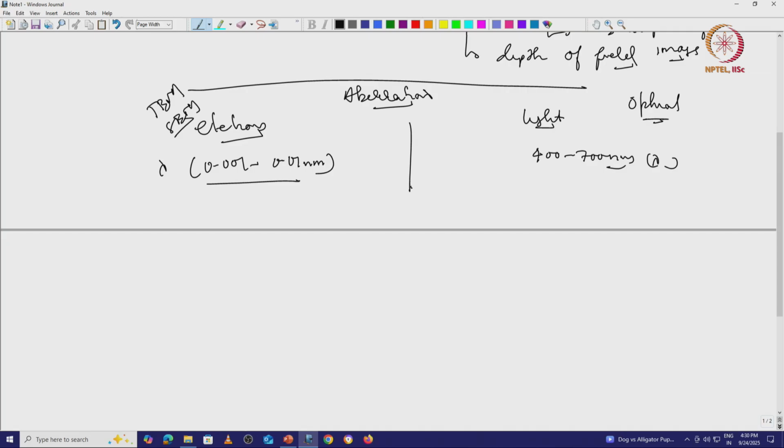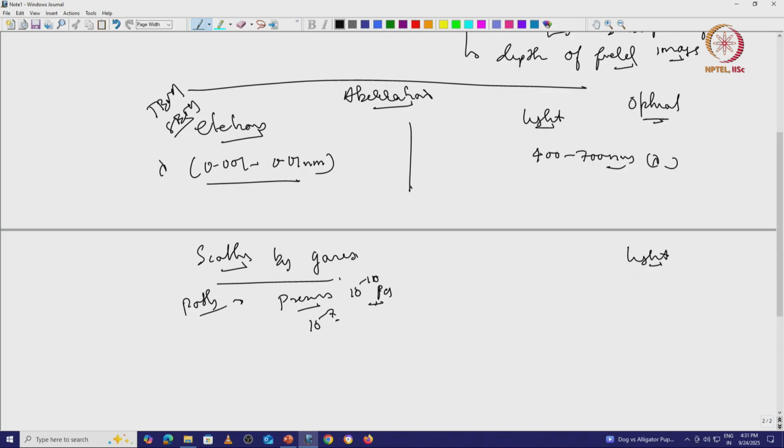The electrons have a very small wavelength, and they usually scatter by gases very heavily as compared to light. So, wherever electrons are used, the optical path is usually evacuated to a very low pressure of 10 raised to the minus 10 pascals or 10 to the minus 7 atmospheres.